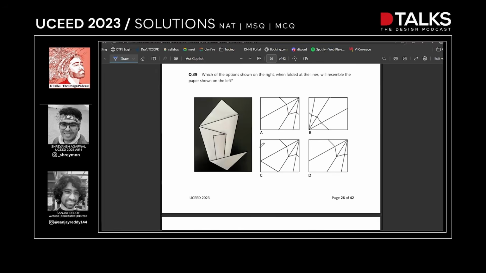Which of the options shown on the right, when folded at the lines, will resemble the paper shown on the left? This is origami, and here you can compare options. Option A and C have a very clear difference. This one is an extra line. And these parts, what are they exactly corresponding to? Let's try to find this shape.